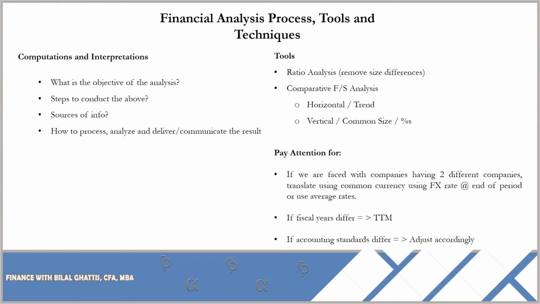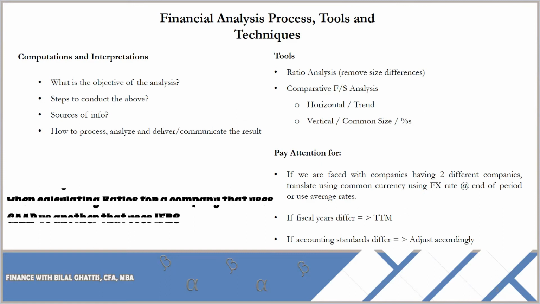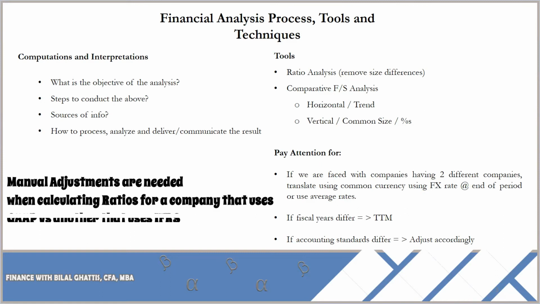And because there are differences in classifications and where you put items and how items are actually shown in the financial statements, the ratios might not be that good a thing to do unless you do what we call adjustments. So sometimes manual work is needed before you actually compare and calculate ratios. So whenever we have accounting standards that differ, some manual adjustments need to be done.